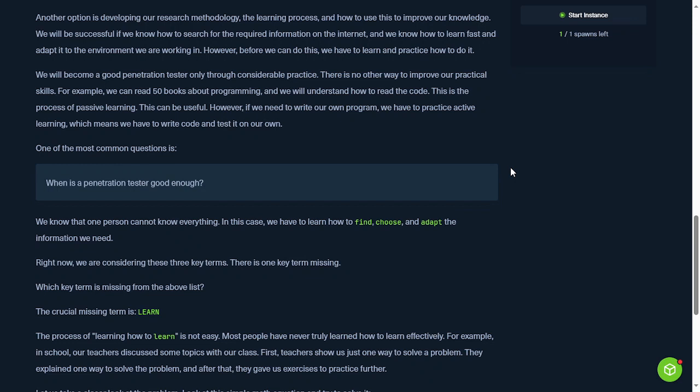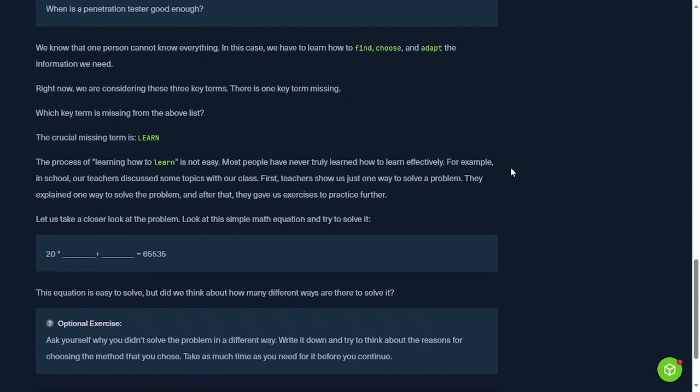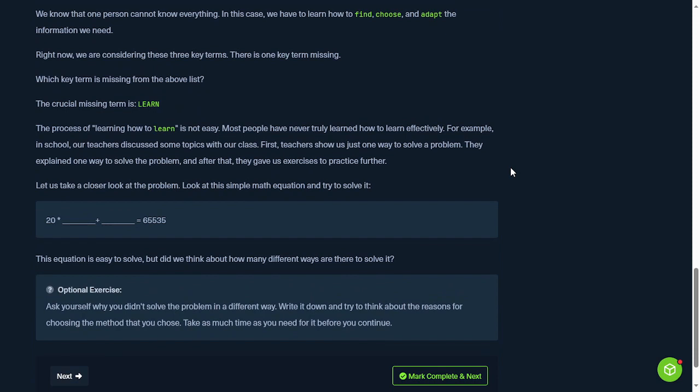One of the most common questions is, when is a penetration tester good enough? We know that one person cannot know everything. In this case, we have to learn how to find, choose, and adapt the information we need. Right now, we are considering these 3 key terms. There is one key term missing. Which key term is missing from the above list? The crucial missing term is learn.